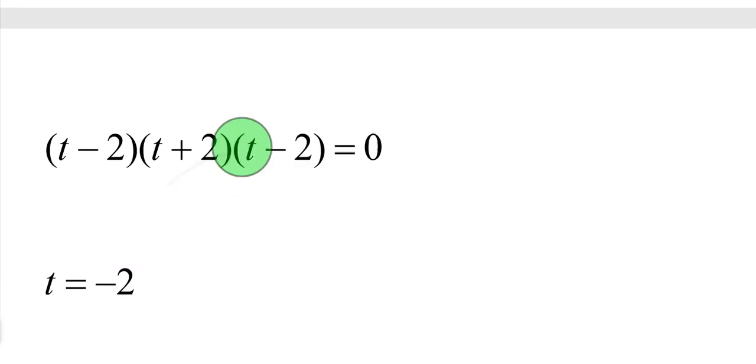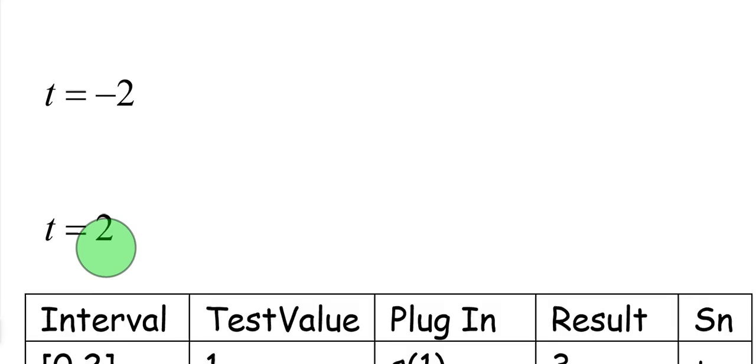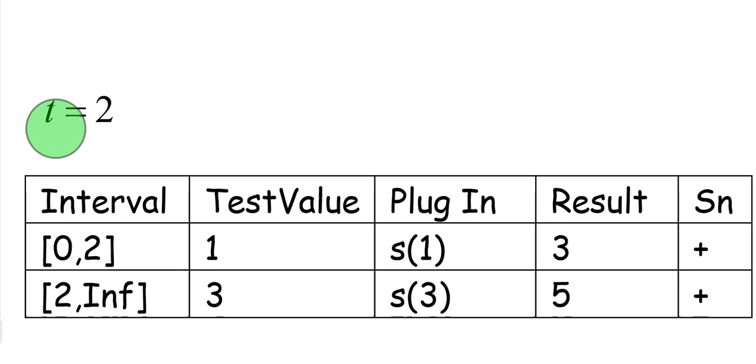So we have two t values that can be equal to 0, -2 and 2. Okay, so the negative doesn't matter, again, because negative time doesn't really exist except in alternate universes. So we're just going to use 2.